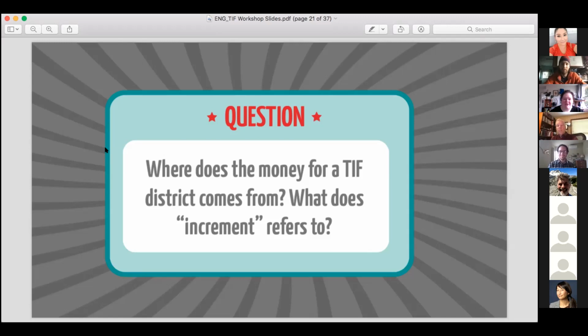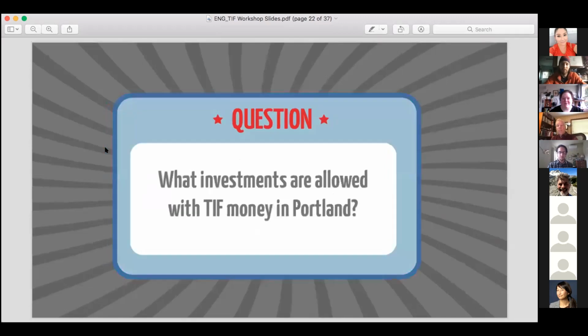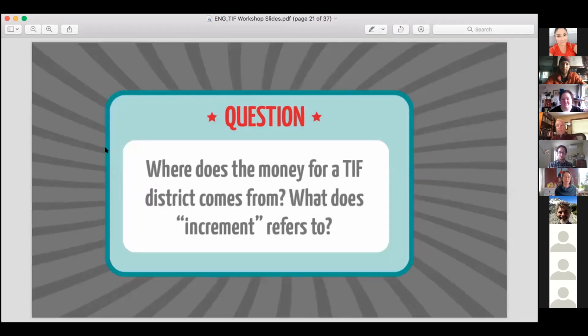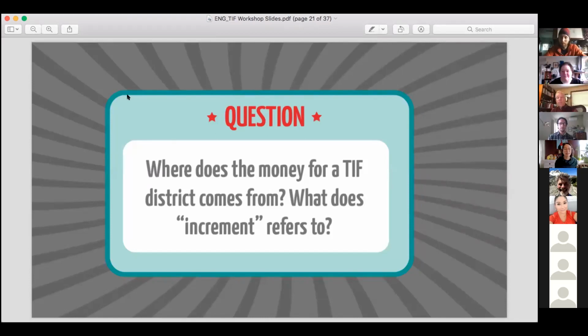Cool. The next question is, what does the increment refer to? Well, I think the increment is the difference between the tax last year and the tax this year. So it's that step up amount. Yep. But it doesn't mean that the tax will go up because of the TIF. Right. Correct. Yeah, it's an important point. It's going to go up anyway. We're just grabbing that increase and setting it aside to use for really good things here in the neighborhood.